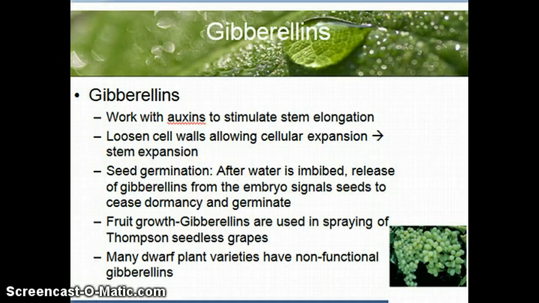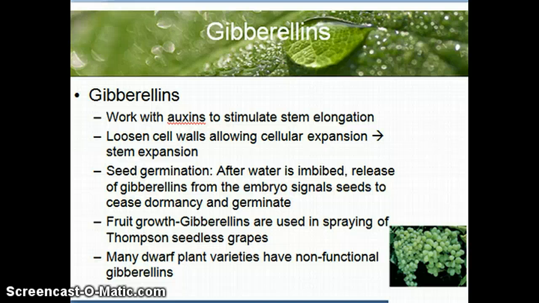Okay, so now the next plant hormone are the gibberellins, and they work with auxins to stimulate stem elongation. They do this by loosening the cell walls, allowing cellular expansion and the expansion of the stem. Gibberellins are also involved in seed germination and the growth of fruit.